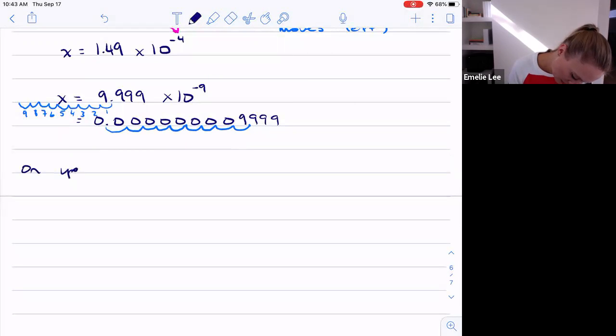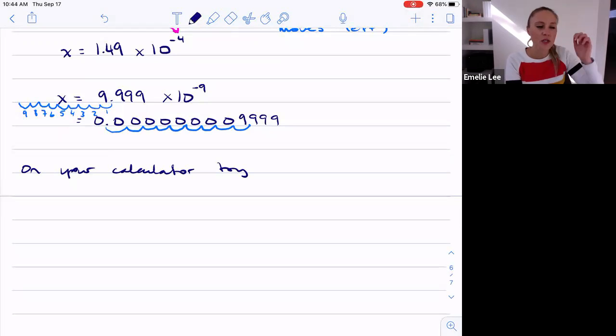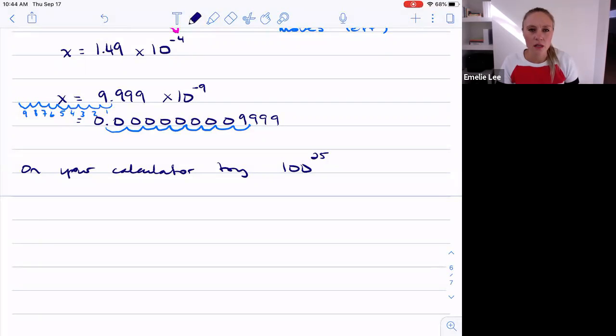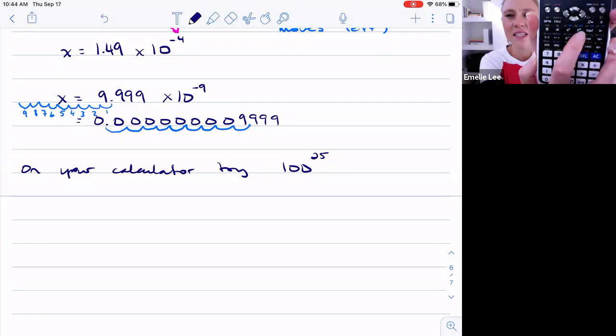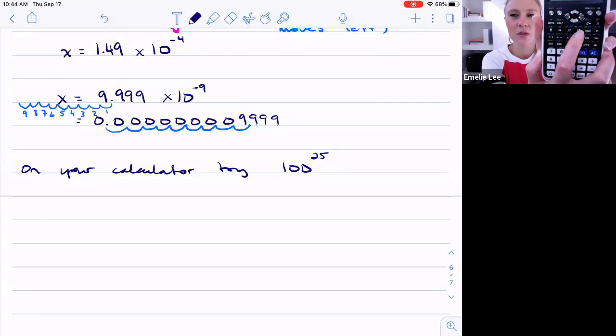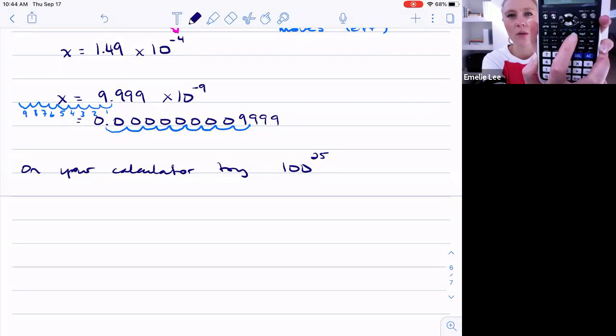On your calculator, just to get a feel for how your calculator behaves, try 100 to the power of 25. If you don't know where the power button is, that's okay. There should be an X to the power of button, so an X to the blank power or something.